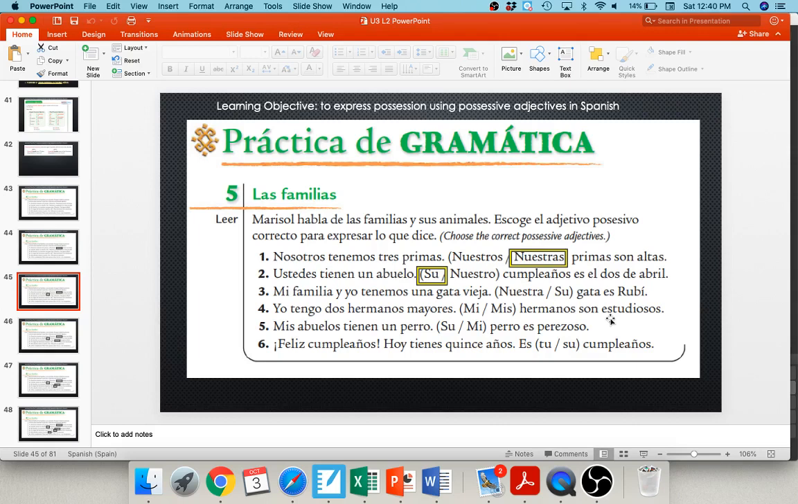All right, now that you've had a second to look at these, number 3 says, Mi familia y yo tenemos una gata vieja. My family and I, we have an old cat, una gata vieja. So you're trying to say blank cat is Ruby.